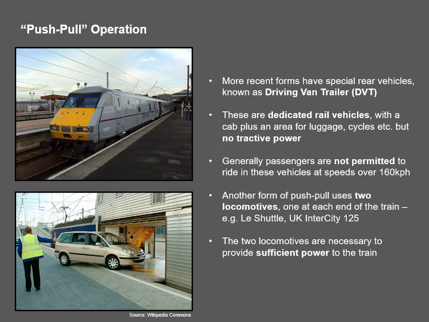More recent forms have special rear trailers known as driving van trailers or DVTs. These are dedicated rail vehicles with a cab plus an area for luggage, cycles, etc., but no tractive power. Generally, passengers are not permitted to ride in these vehicles at speeds over 160 km per hour. Another form of push-pull uses two locomotives, one at each end of the train, for example, the Channel Tunnel Shuttle or the UK Intercity 125. The two locomotives are necessary to provide sufficient power to the train.